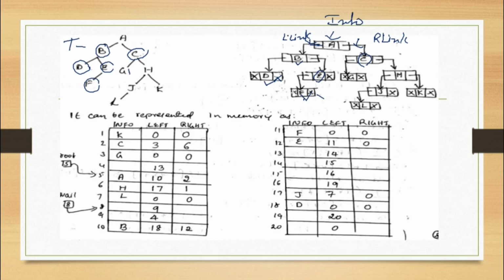Similarly, C has G and H, which are the left and right links. So I have given G here and M here. Similarly, G doesn't have a left or right link, so put a cross there. And M has a left and right link, J and K, so that is why they are marked here. And J has a left link, which is L, and L doesn't have a left or right link, so that is why cross marks are put. And K doesn't have a left or right link, so that's why cross marks are put. So hence we have traversed the whole tree.